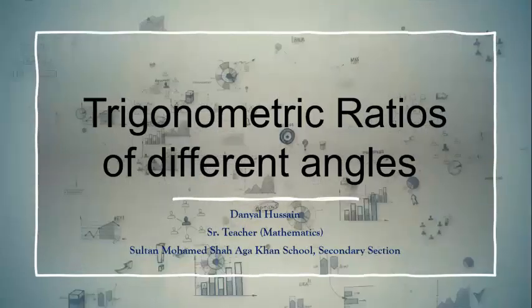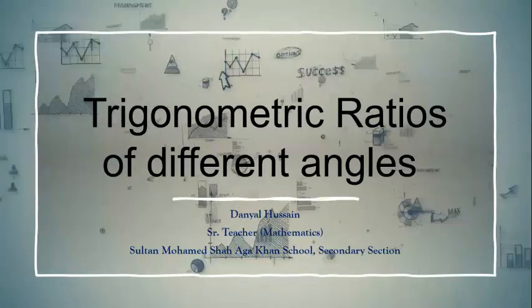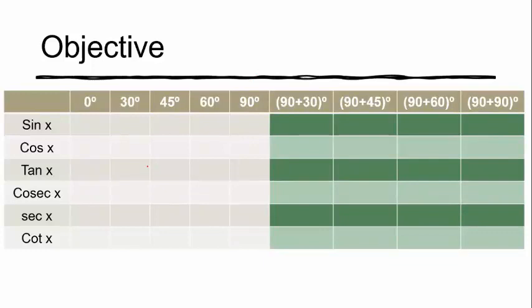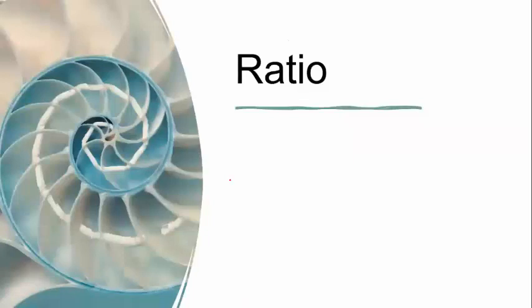My dear students, today we are going to learn how to find values of different trigonometric ratios having different angles. The main objective of this lesson is to fill this table without using a calculator and without memorizing any single value. These are some concepts which we will discuss before finding out the values.